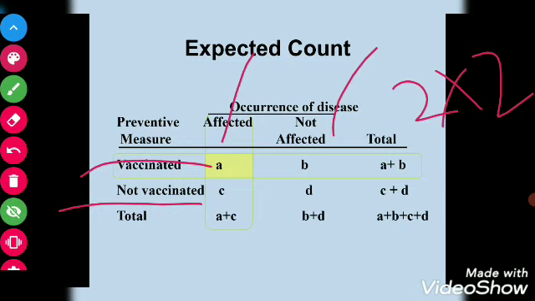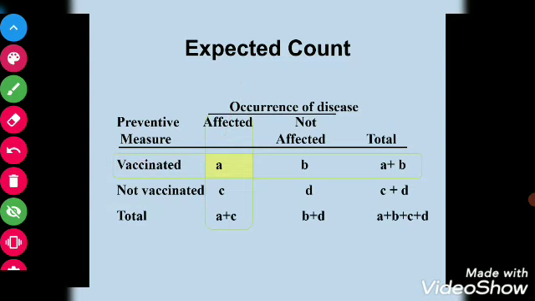So what type of question, or what kind of situation, are you expecting where you will have to test the independence of attributes? The condition will be that somebody has developed a vaccine. A vaccine company has developed a vaccine, and wants to test whether the vaccine is effective or not. So they will go for a trial, and in that trial they vaccinated a group of people, and there was a control also.